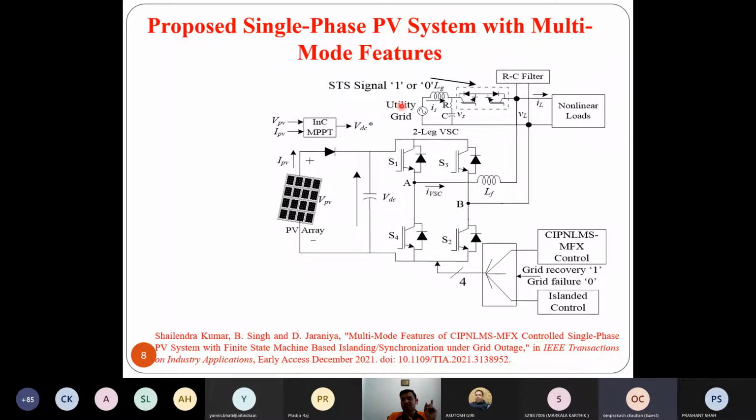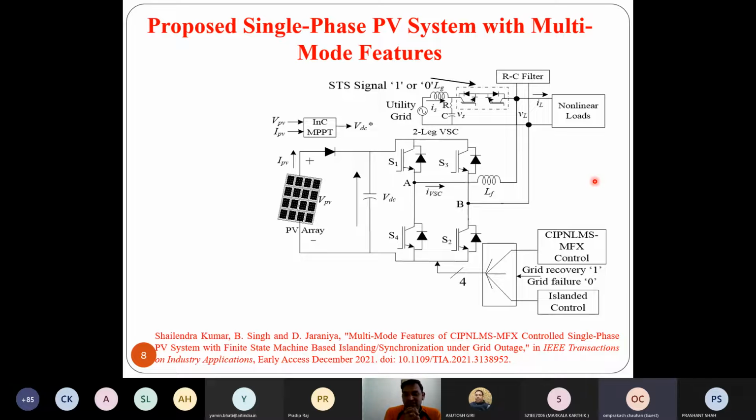One more standard is there; I forgot to mention it. If you want to connect your system with the grid, voltage, frequency, and phase must be within the limits of IEEE 1547. If your system is following this standard, then only you can connect your PV array or your grid connected PV-BES microgrid with the utility grid.